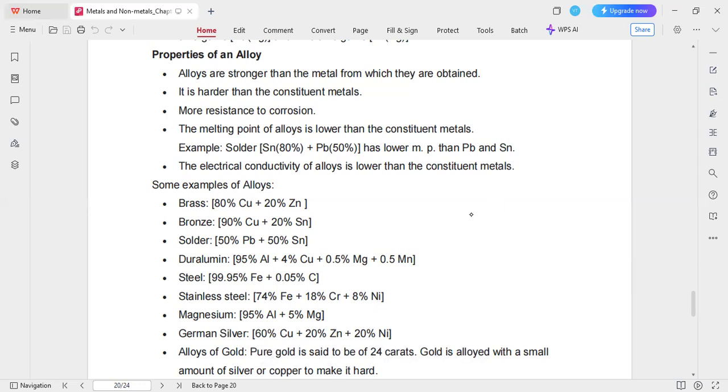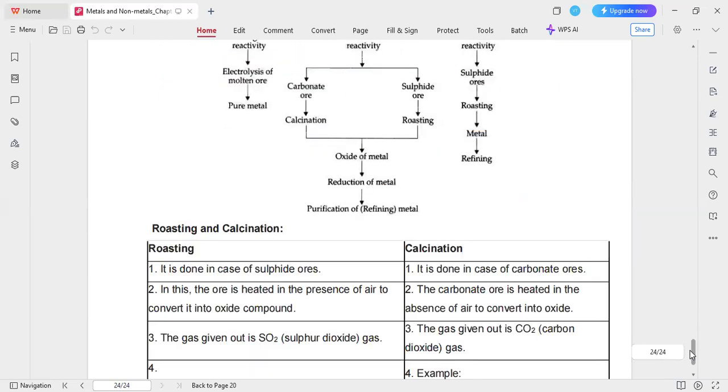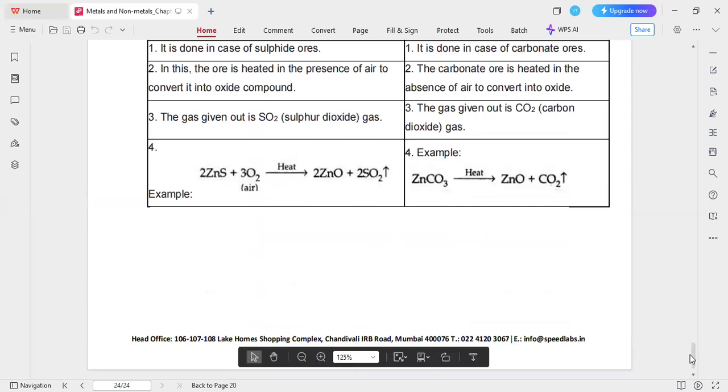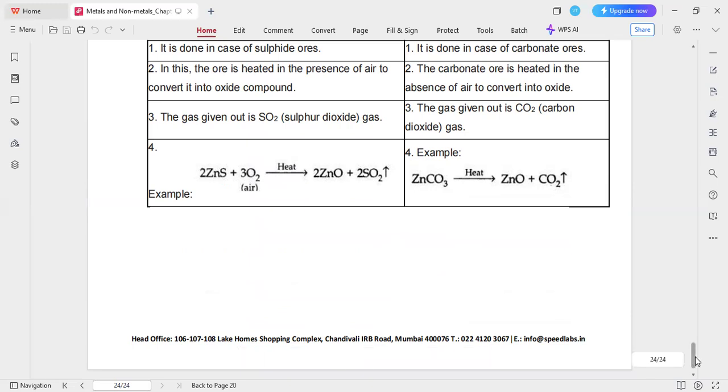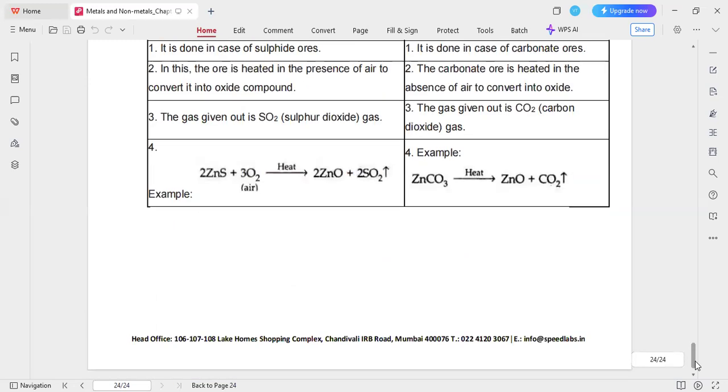Alloys of gold: pure gold is said to be 24 karat, children, but pure 24 karat gold is non-malleable and non-ductile, so we cannot make ornaments from it. So gold is alloyed with a small amount of silver or copper to make it harder. So we have 18 karat gold, 20 karat gold, 22 karat gold. What does this mean? 18 karat gold means 18 parts gold and 6 parts copper or silver. 22 karat gold means 22 parts gold and 2 parts copper or silver. I hope you understood this concept, children.